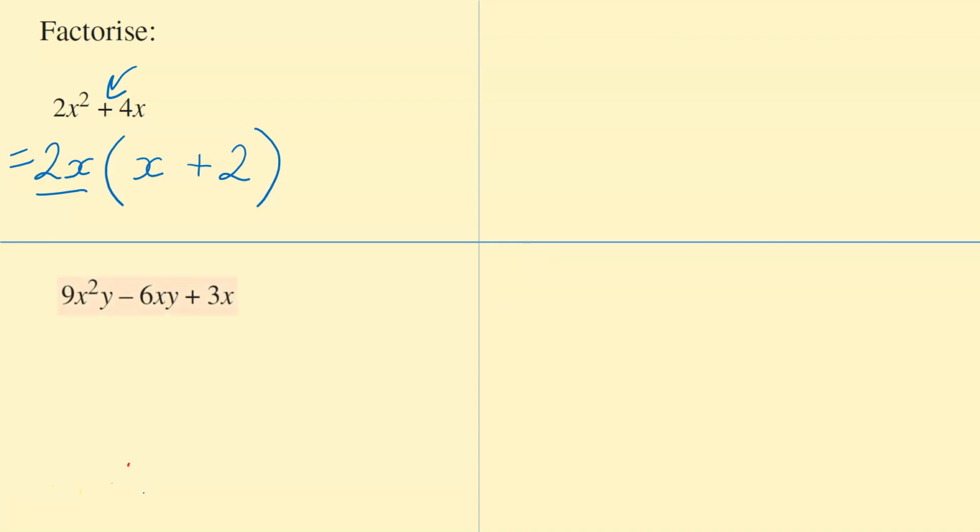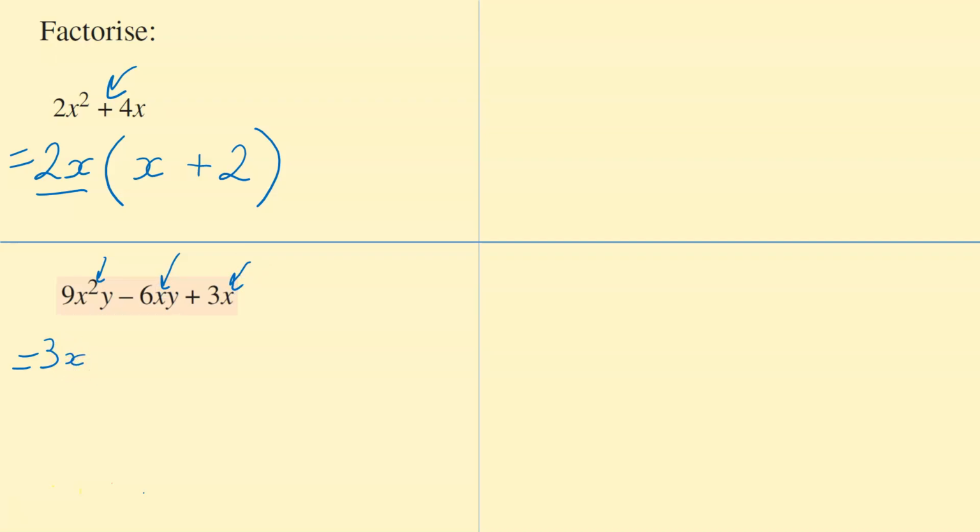Next one now. We have 3 terms: 1, 2, and 3. Let's focus on those numbers. We have 9, 6, and 3. Well, the common factor is 3. Let's put it at the front, 3. This one has 2 x's, so x squared, x times x. This one has 1x, and this one has 1x. I can only put 1x in common. Let's put it at the front.